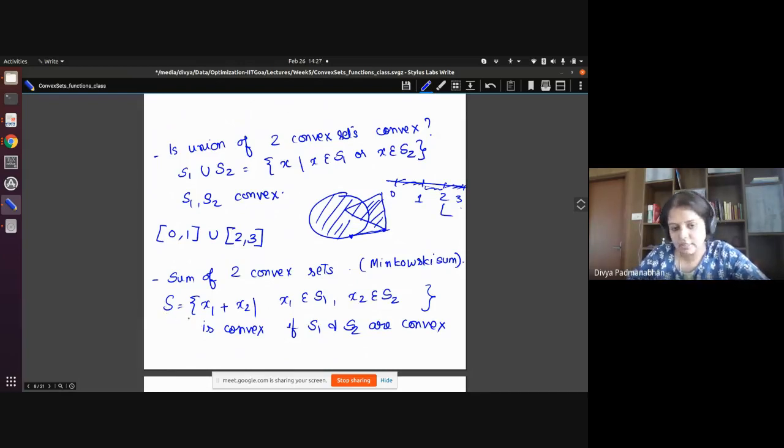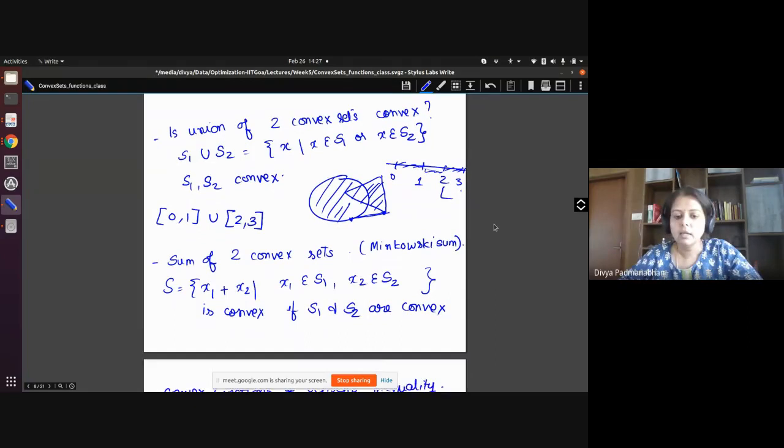This set is convex if both S1 and S2 are convex. You can also prove this just by the definitions. I urge you to go back and try it for your own satisfaction that these are indeed convex. These are some operations. Of course, there are a lot more operations, and I've not covered a detailed set of them.